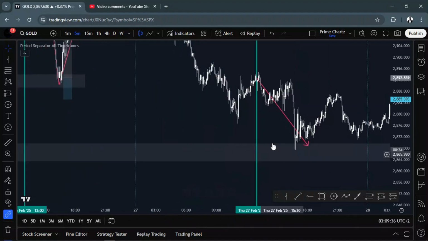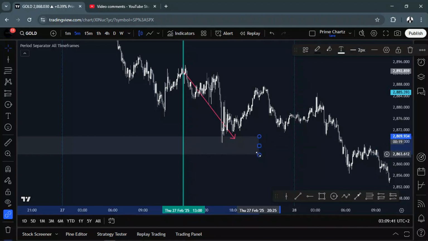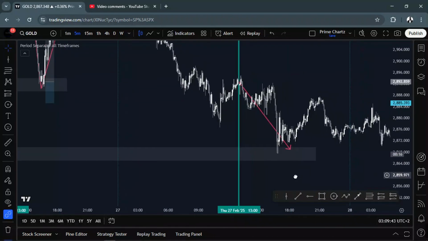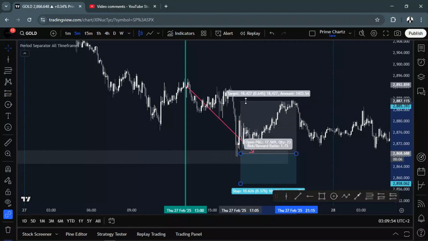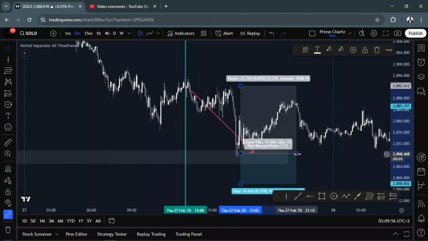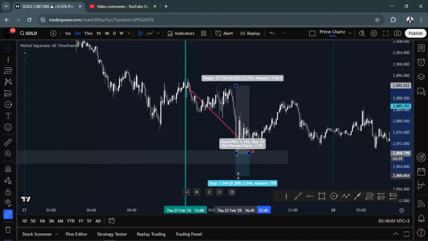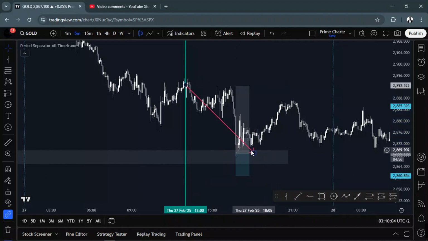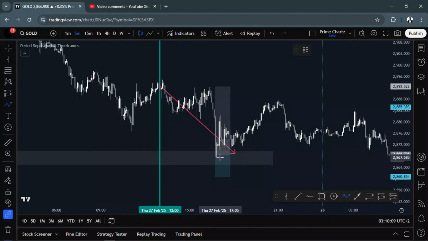So price is currently here. Let me do this. Price is currently here, right? Remember, this is our support again, right? And we can clearly see that from our support, we are going to anticipate that price is going to reject from our support, pushing price to the upside, right? And we can clearly see that price from here, it went up, right?